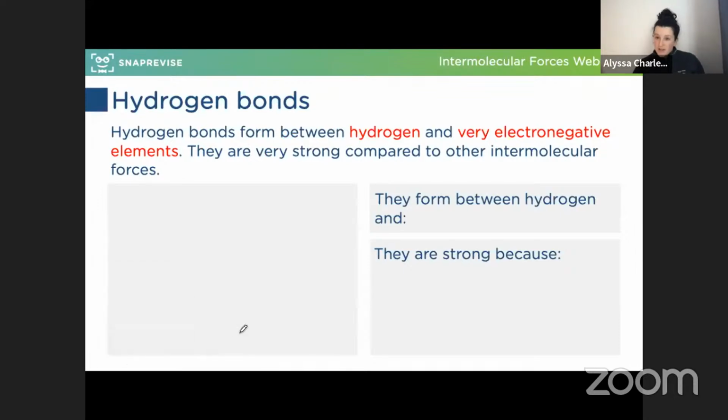So hydrogen bonding. Hydrogen bonding is the strongest type of intermolecular force. Hydrogen bonding occurs between a delta positive hydrogen. It has to be a delta positive hydrogen, so the hydrogen has to be connected to a very electronegative element so that it has a delta positive on it, and three of our very most electronegative elements: fluorine, nitrogen, and oxygen. I said chlorine, I meant fluorine. They are very strong compared to other intermolecular forces because we have got this interaction.